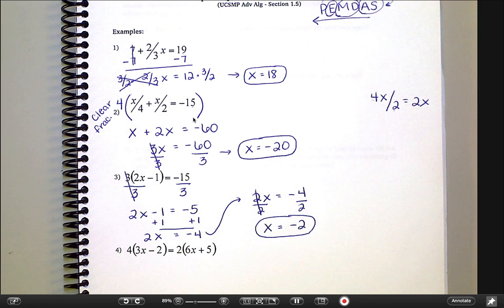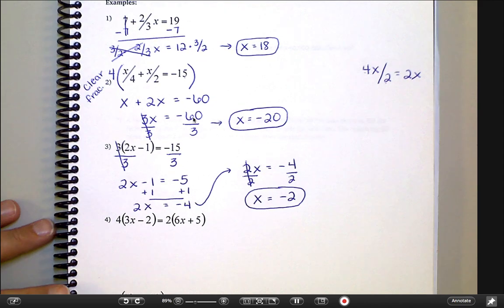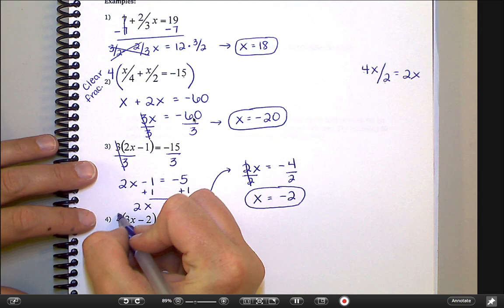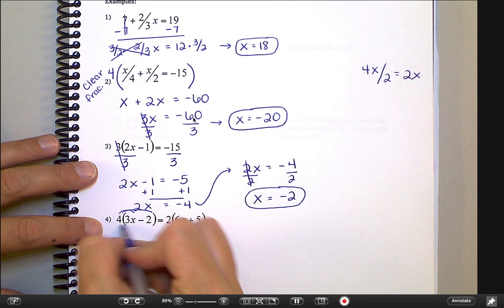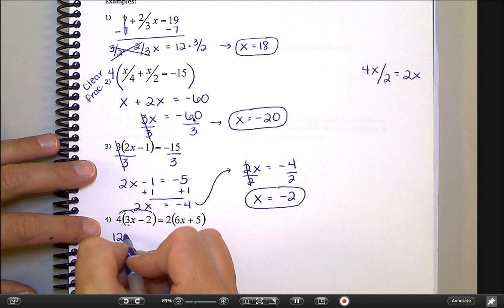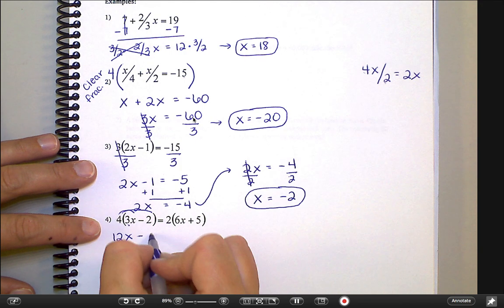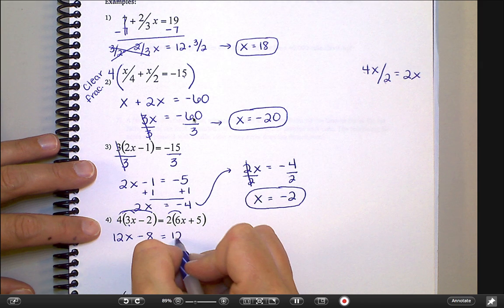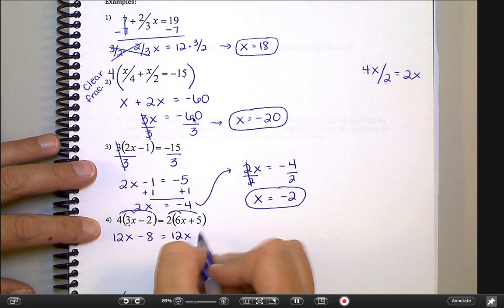Okay, moving on. Number 4. Now, I just showed you that great trick with number 3, and in number 4, I'm going to tell you that it won't work for us because we can't divide by this 4 because this one has a different number sitting out in front. Okay, we probably could figure out a way to get away with dividing by 2, but I think that'll be messier. So on this one, I am going to just distribute here. Okay, so 4 times 3x is 12x, and 4 times negative 2 is negative 8. 2 times 6x is 12x, and 2 times 5 is 10.